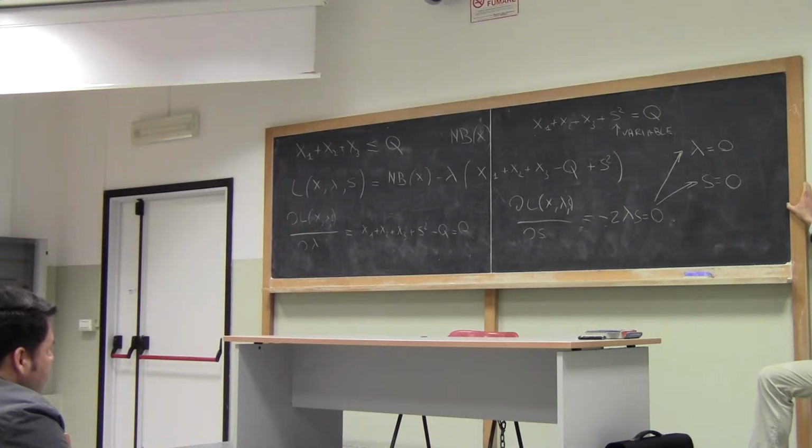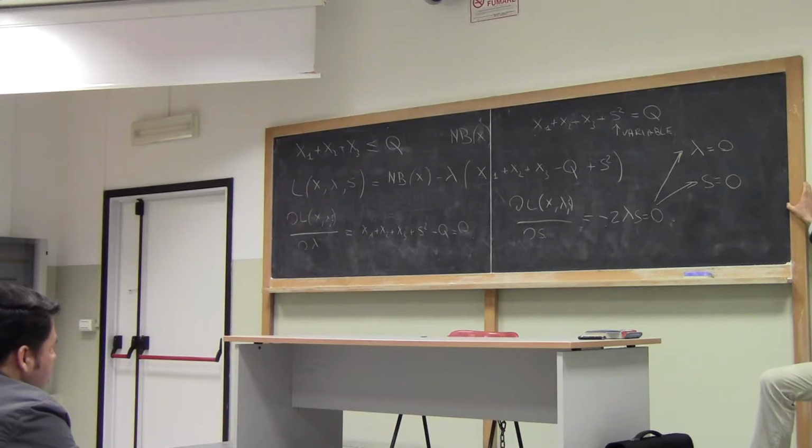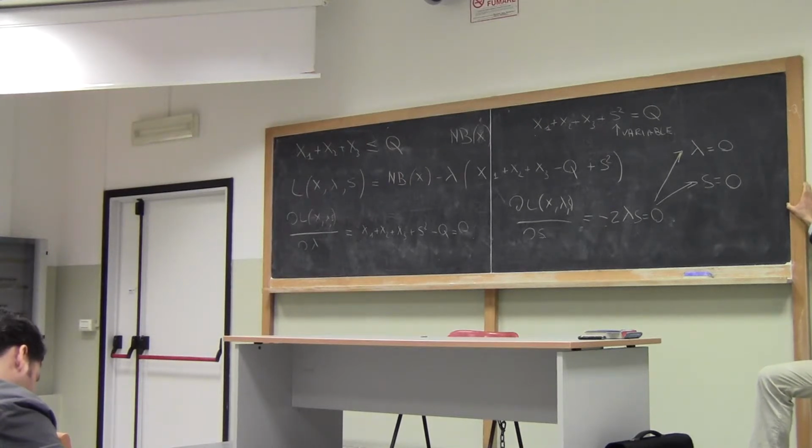And now let me move to the second case. The second case is lambda equal to 0. What does it mean, lambda equal to 0? It means no constraint. Again, it means no constraint. So what should you do to explore the solution for this case? You should just remove the constraint and find the solutions. You know how to do that.